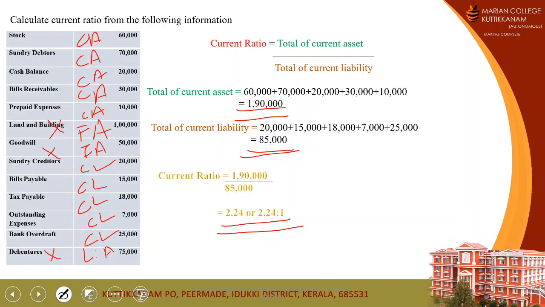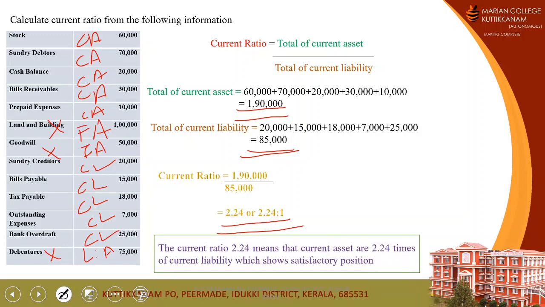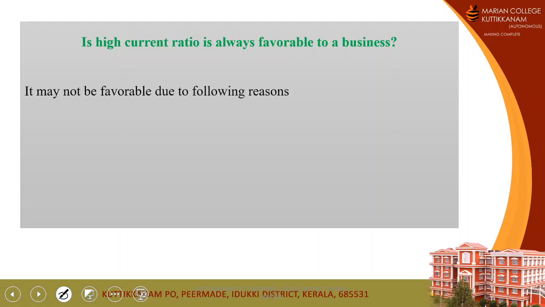Then interpretation is very important, right? So how can we interpret this ratio? Yes, the current ratio 2.24 means that current asset is 2.24 times of current liability. That means it shows a satisfactory position. One question: is a high ratio always favorable to a business? The answer is no, because it may not be favorable due to the following reasons.